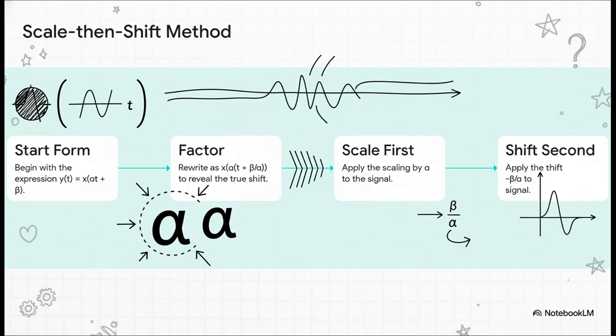Here it is, the foolproof method. I want you to burn this into your brain. Always, always factor the scaling term alpha out of the parentheses first. Just look at step 2. When you factor it out, you reveal the true shift. And here's the secret. The real shift isn't just beta. It's actually beta divided by alpha. So remember the sequence. Factor, then scale, then apply that true shift.